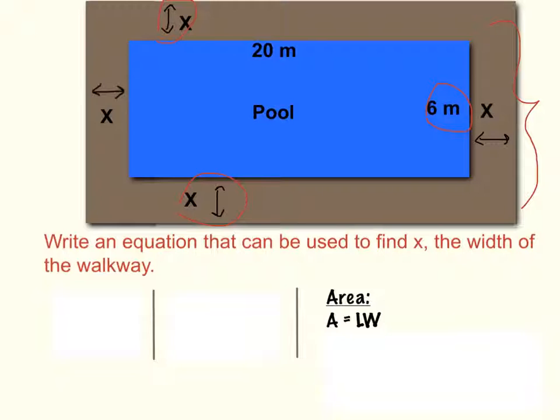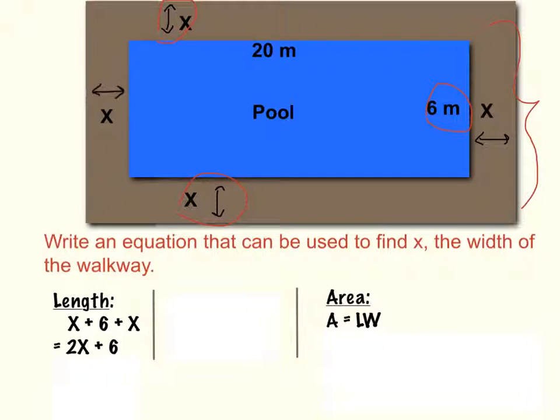So therefore I could say that my length, if I add up all of my pieces, would be x plus 6 plus x. So we have x plus the 6 plus the x that make up our entire length of the rectangle. If we combine like terms, that means that our length is equal to 2x plus 6.